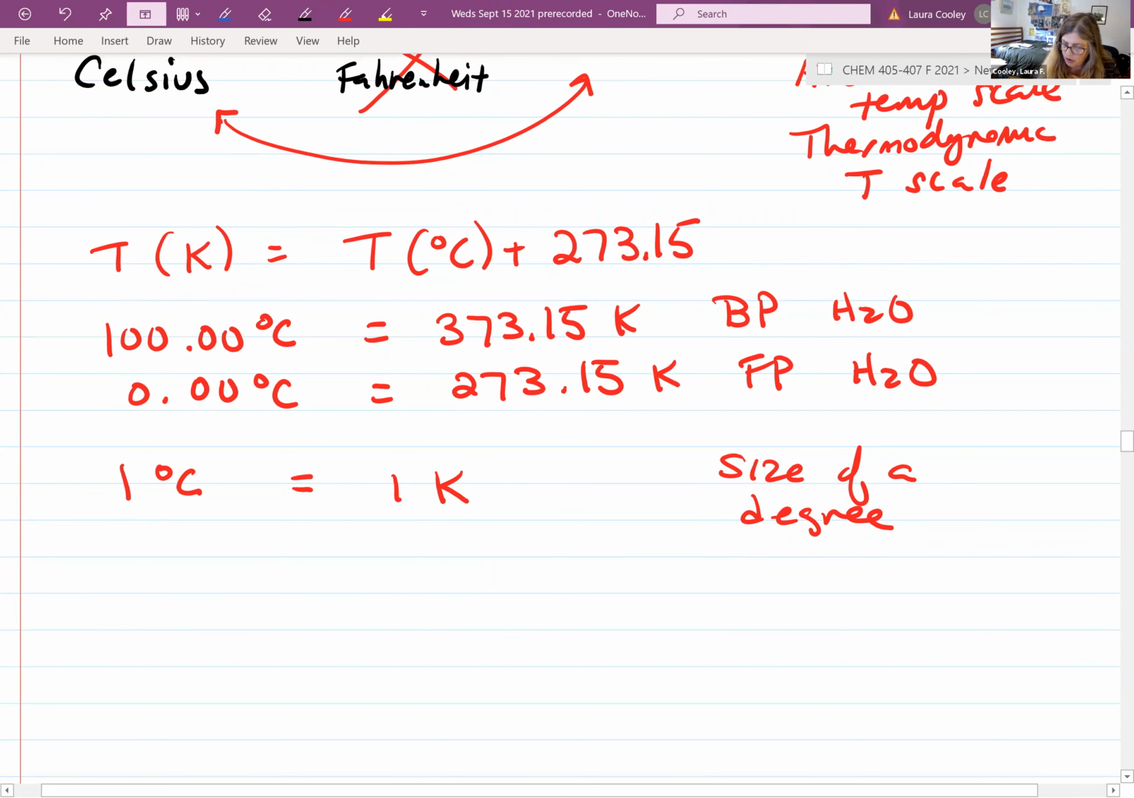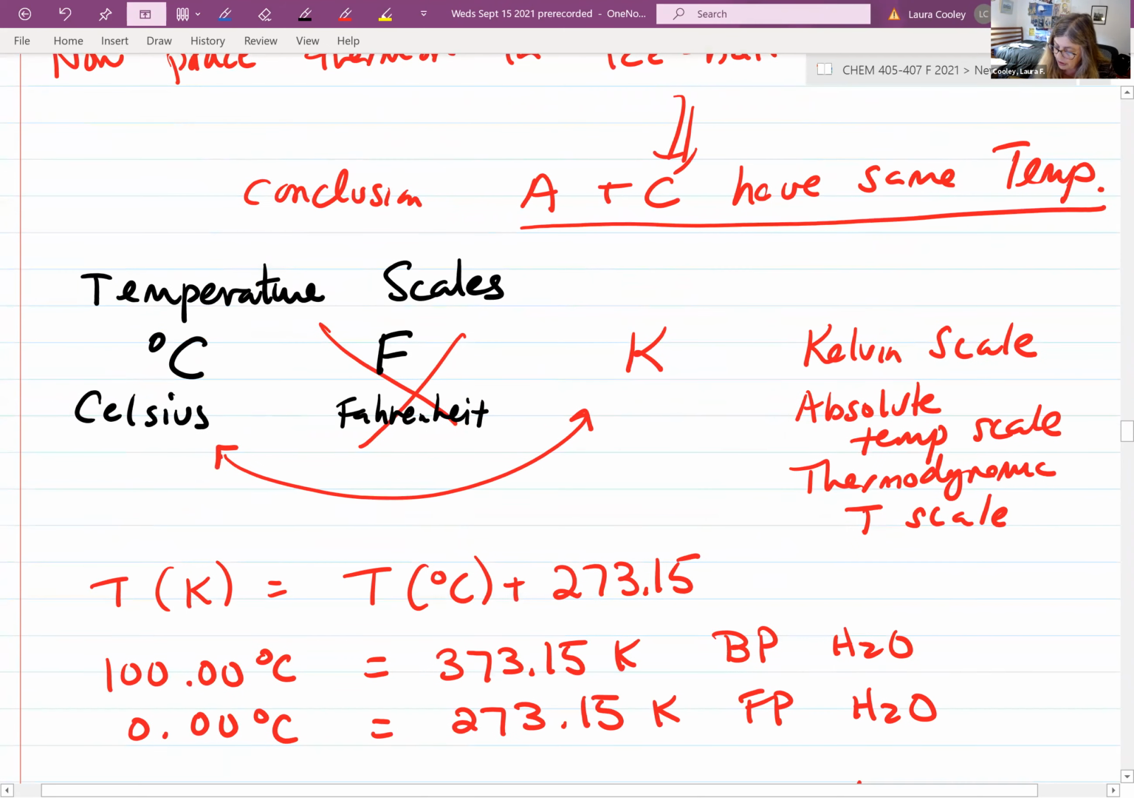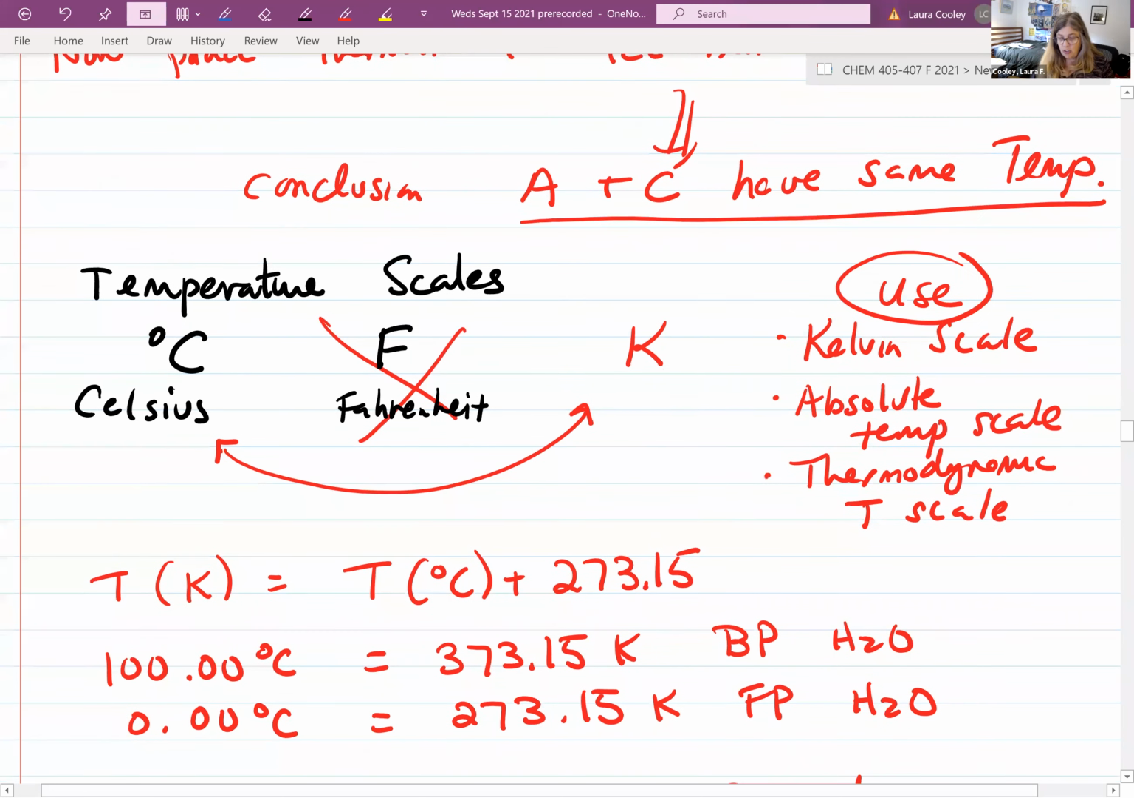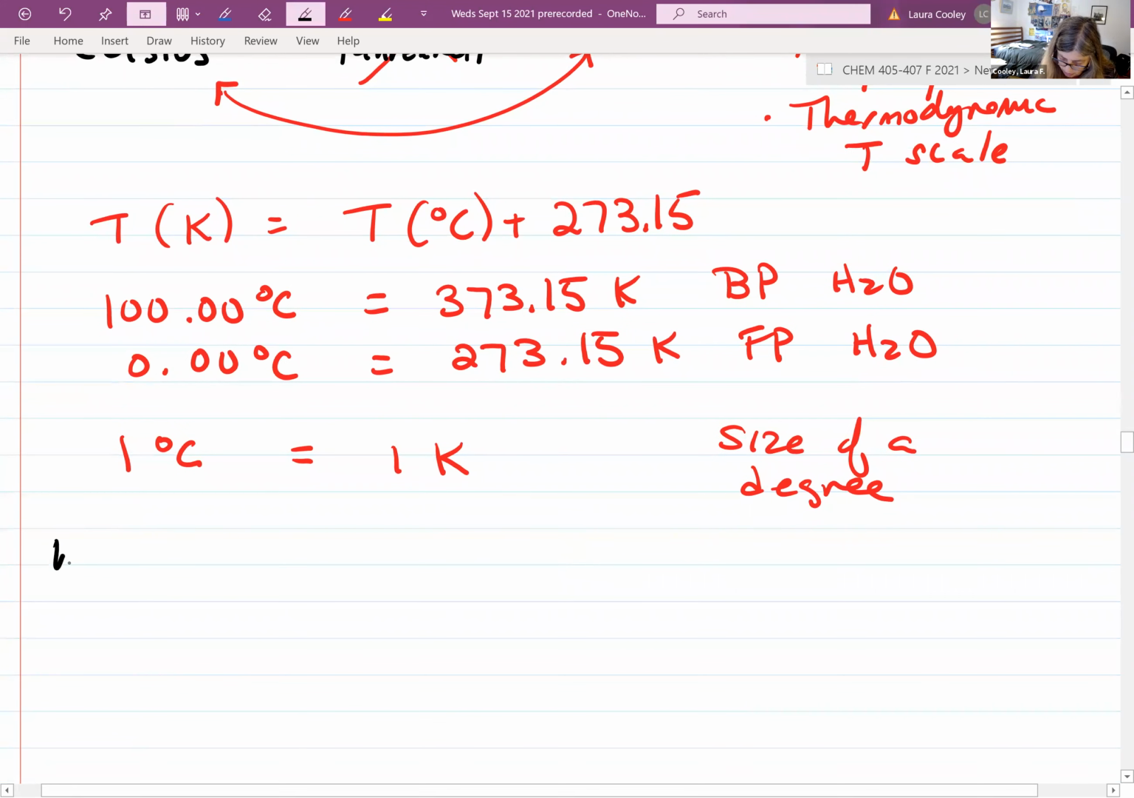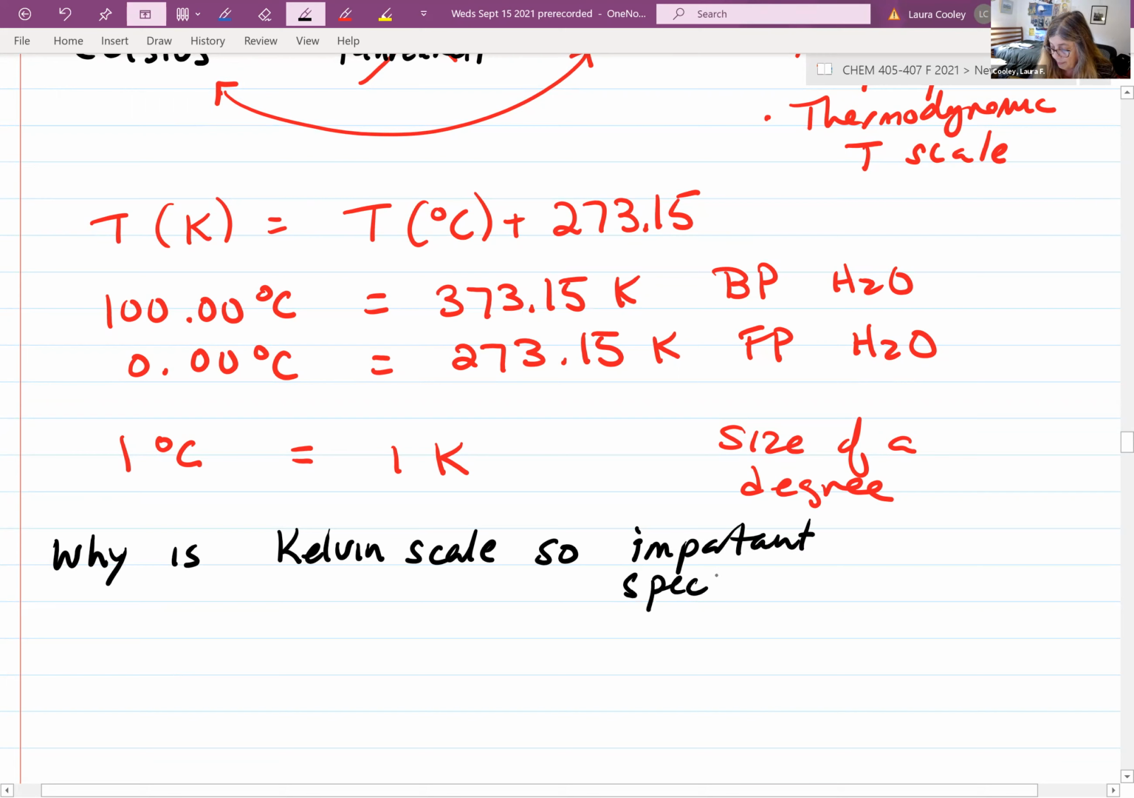All right, so I have all these names for the Kelvin temperature scale. Kelvin, absolute, thermodynamic. This is the one that we use in 405 whenever we use equations. Basically, we use the Kelvin temperature scale. Does anybody know why the Kelvin scale is so big a deal, so important, or so special?